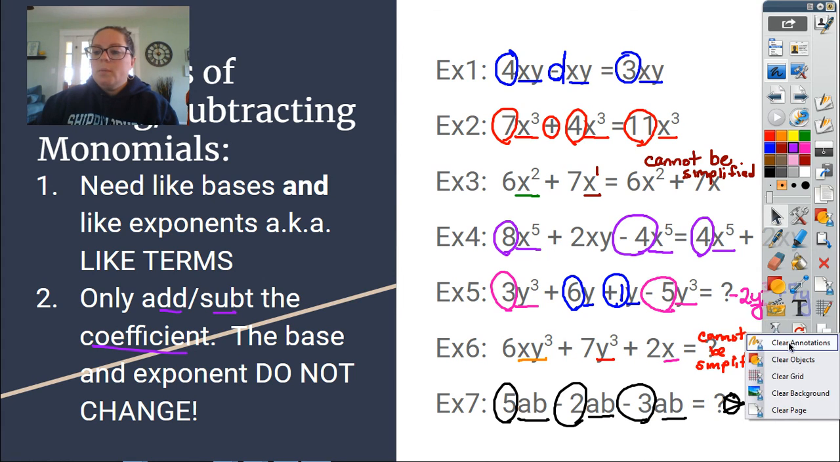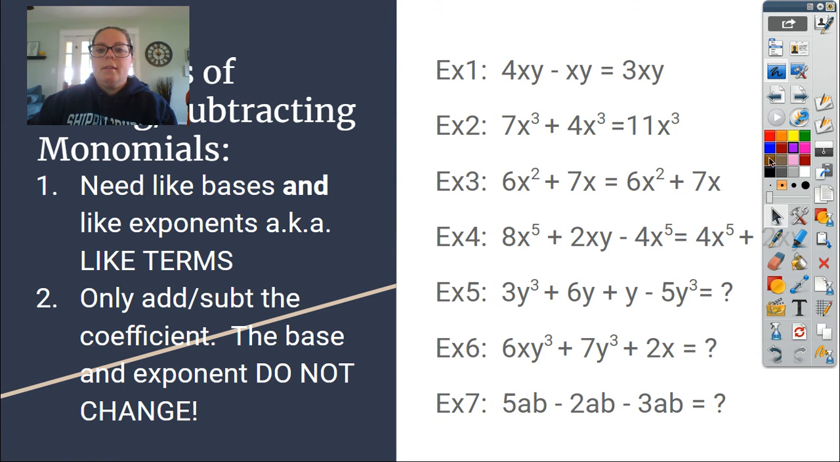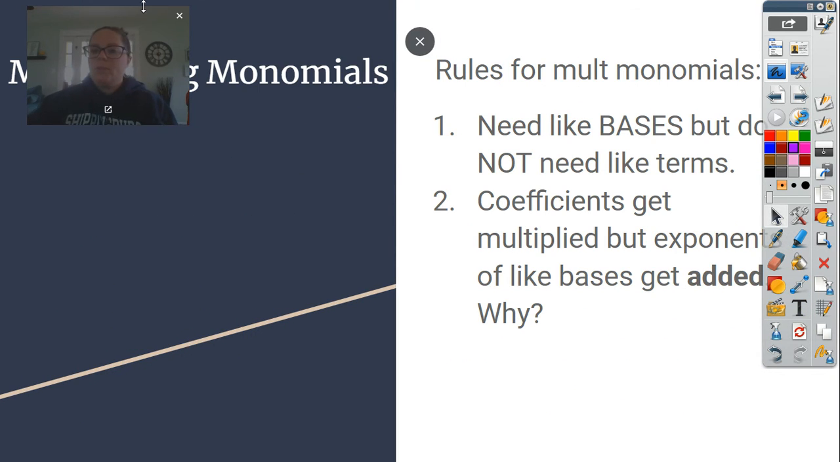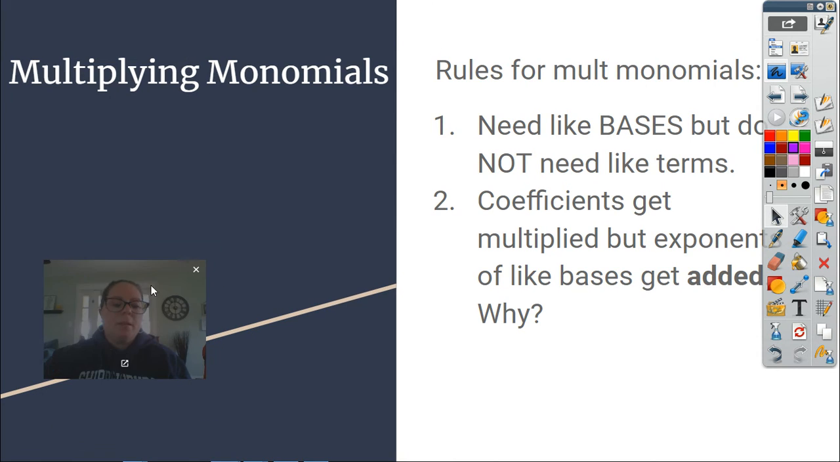Tomorrow, we are going to look at multiplying monomials. Okay, there are different rules for that, but I'd like for you guys to go ahead and try the adding and the subtracting.